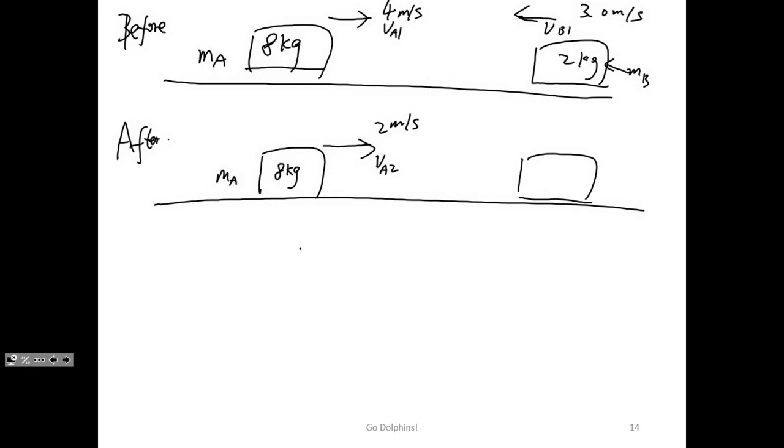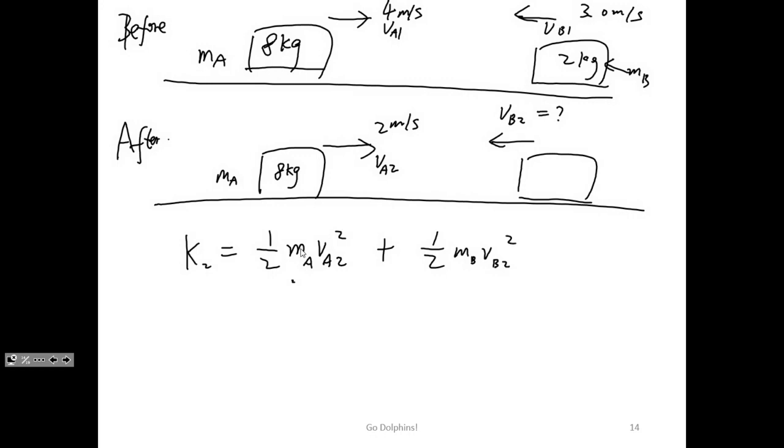And well, the question didn't give us the velocity of object B after the collision. It asks us what is the kinetic energy after the collision. K2 should be calculated as 1/2 MA VA2 squared, kinetic energy of object A after the collision, and then 1/2 MB VB2 squared. This is KA2, KB2.